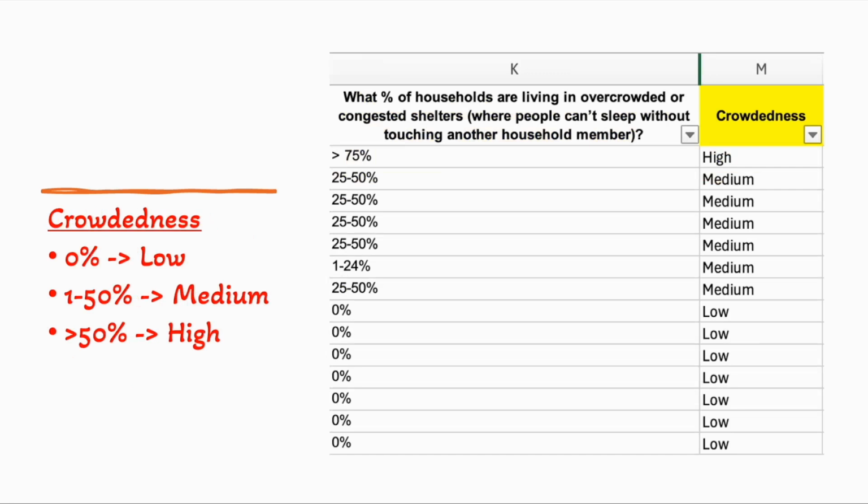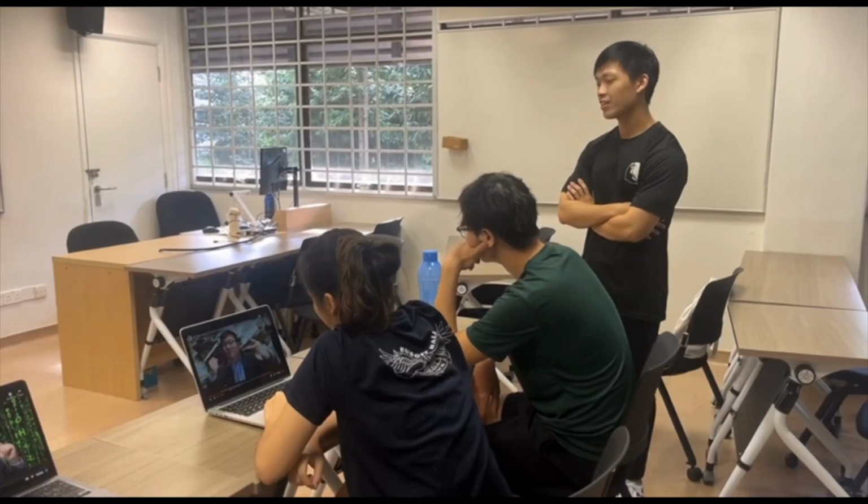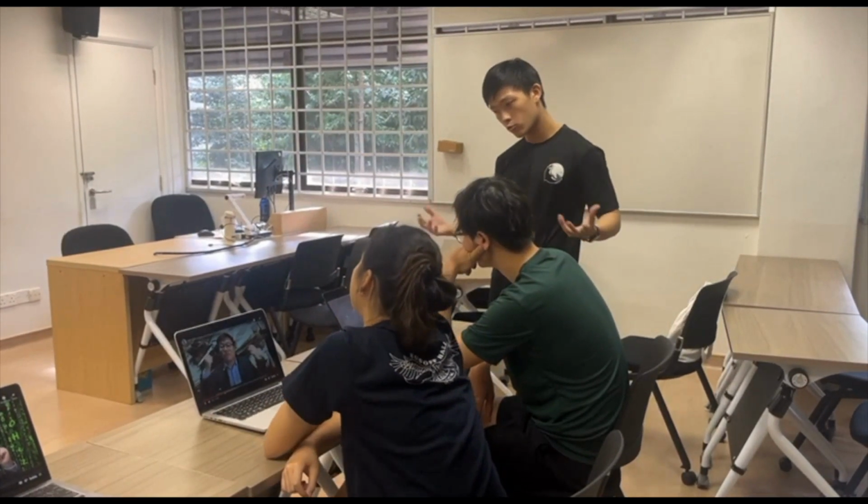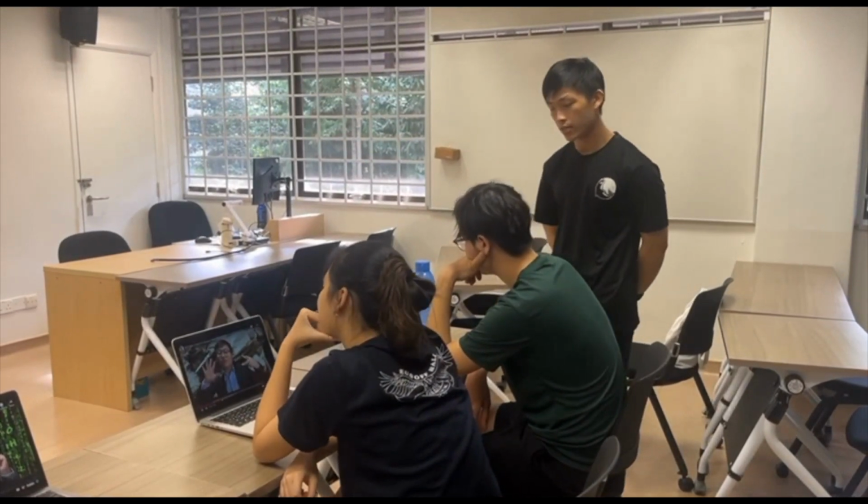As for crowdedness, we can categorize as such. More than 50% of households living in congested or overcrowded shelters means high crowdedness. 1 to 50% means medium, while anything below is low crowdedness. We should adjust these numbers if ultimately the number of overall high-risk campsites is too high or too low. That makes sense. We'll go with that for now to see if we categorize too many or too few campsites as high risk at the end.